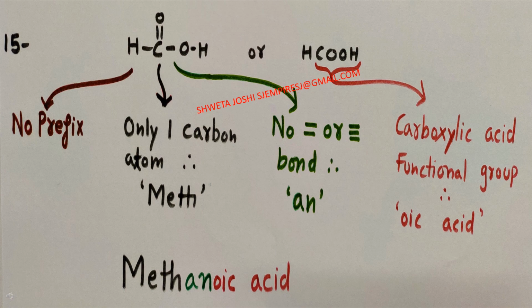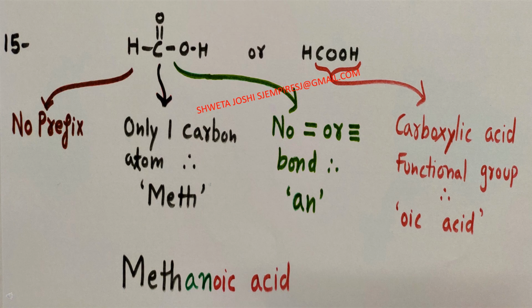So our last compound is HCOOH. In this case, since no substituent group is attached, there will be no prefix part. Now, since only 1 carbon atom is present, the word root will be meth. As only 1 carbon atom is present, there is no chance of a double or triple bond between carbon atoms. That is why its primary suffix will be ane.